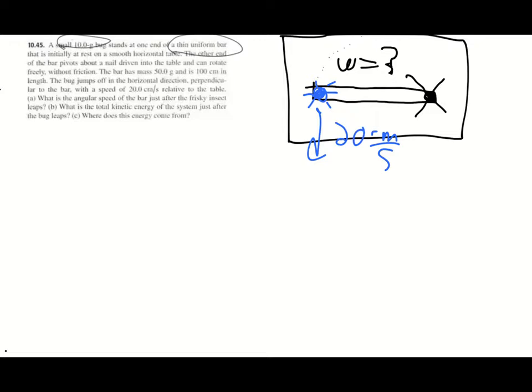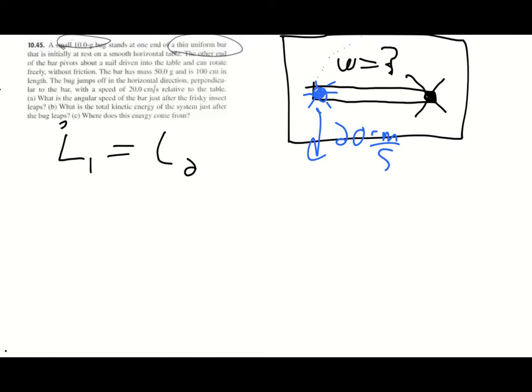So we have no idea, and we're going to find that out. Again, our linear momentum is not conserved. Our angular momentum is, though, because we only have internal torques. We have external forces, but we only have internal torques. Like this bug is going to put a little torque on the system. So we can derive that by saying L1 equals L2.